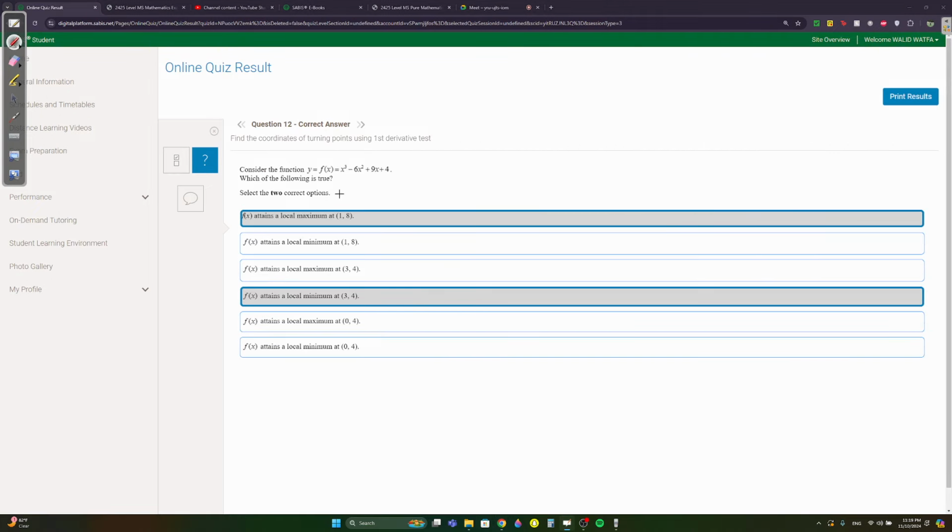Question 12. Consider the function. Okay, they just want to see the minimums and the maximums. So we equate the derivative to 0, right? So let's find f prime of x. It's x cubed, so take the 3 down: 3 times 1/3, reduced by 1, is x squared. 2 times minus 6 is minus 12, reduced by 1 is x.